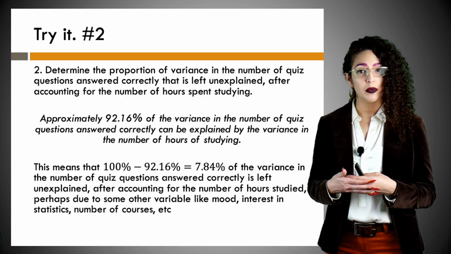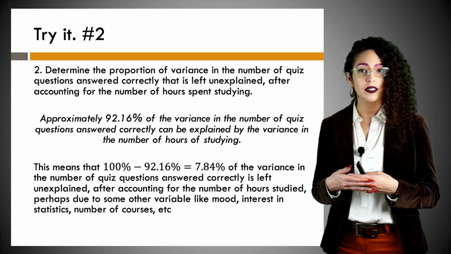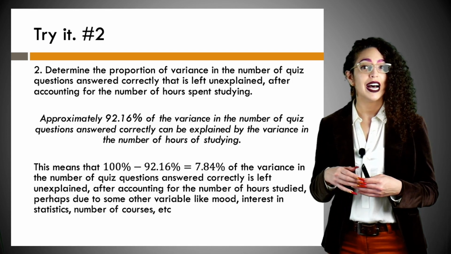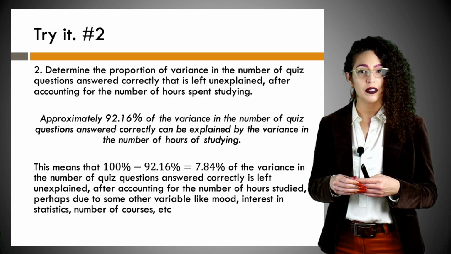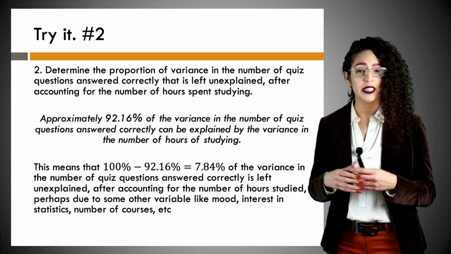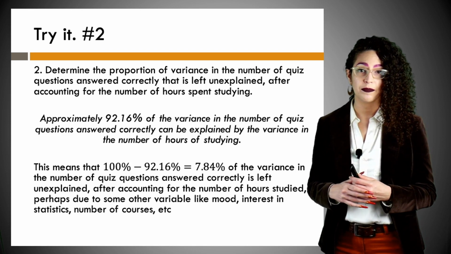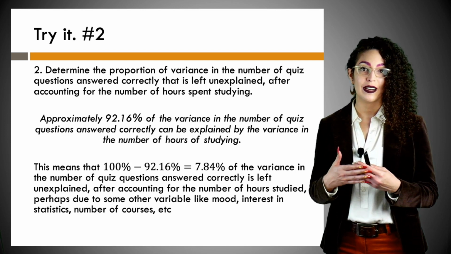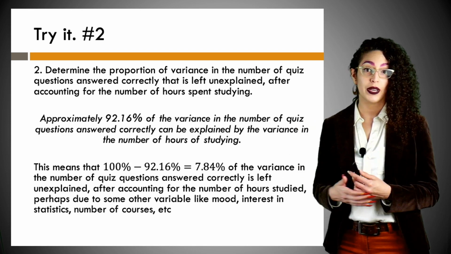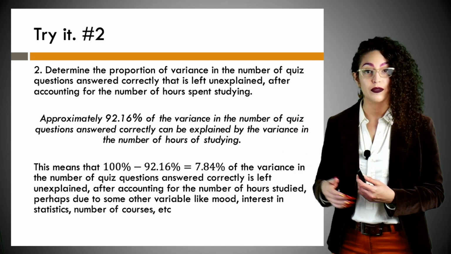That means that 7.84% of the variance in the number of quiz questions answered correctly is left unexplained after accounting for the number of hours studying, perhaps due to some other variables like the person's mood, interest in statistics, or the number of courses that they're taking. 1 minus R squared is basically all the stuff that we do not know. We don't know what else is causing these differences.